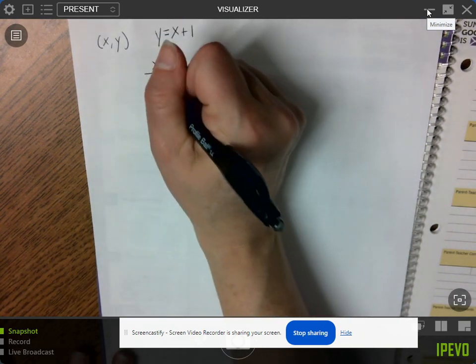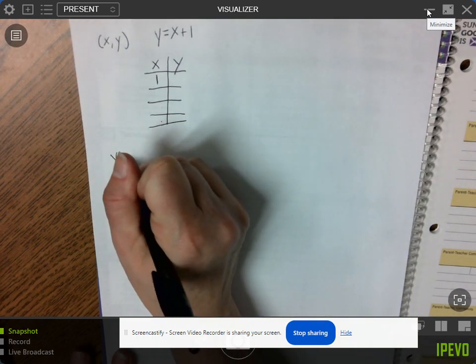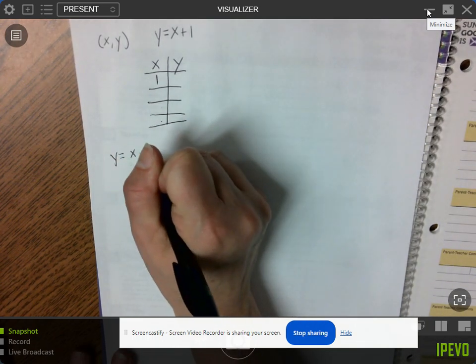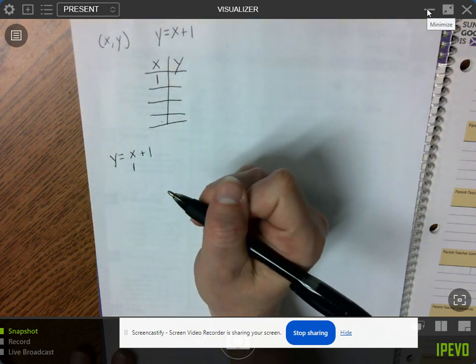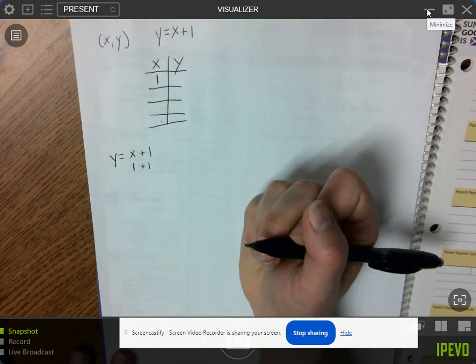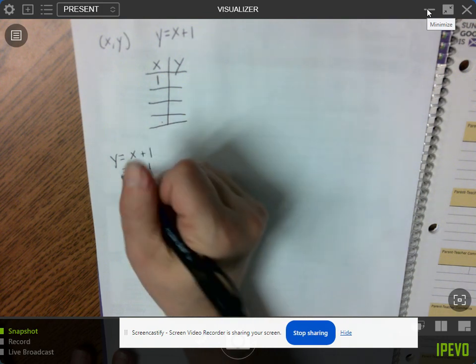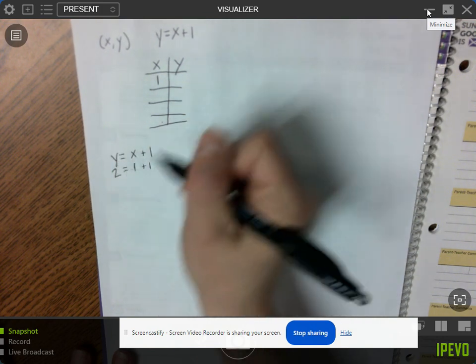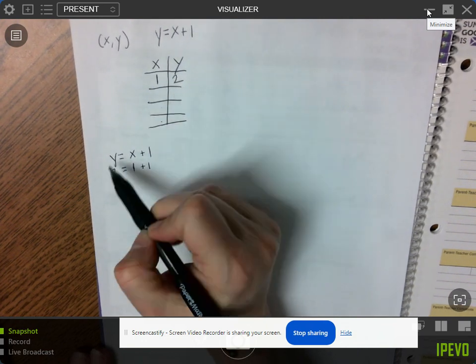Let's say I want my first X to be 1. So if I have Y equals X plus 1, and I put a 1 in for the X, so now I have 1 plus 1. What does that equal? 2. So that's my Y. My Y is 2. If I put a 1 in for X, my Y is a 2.